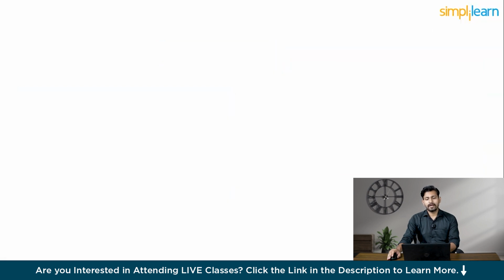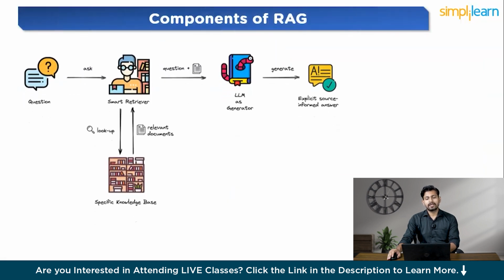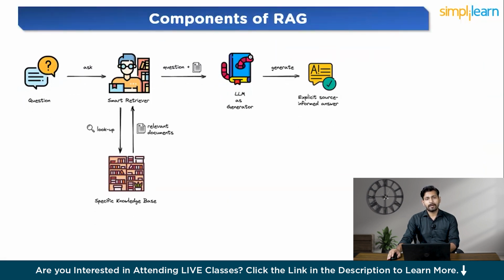Now, let us move ahead and let us discuss the components of RAG in a diagram. So, as you can see, suppose a user asks a question. So, here is a smart retriever. Then it looks for a specific knowledge. So, there is a knowledge base and it gives the relevant documents.